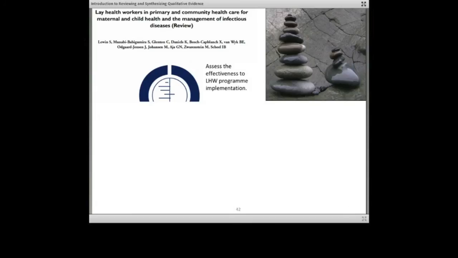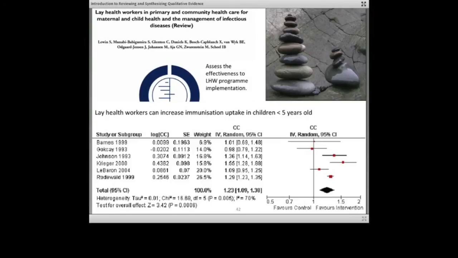The next slide is actually an example from Cochrane of a quantitative part of a mixed method review, and this review actually evaluated the impact of lay health workers in primary and community healthcare for maternal and child health and the management of infectious diseases. And what this review concluded as one of the main conclusions is that lay health workers can increase immunization uptake in children below the age of 5 years old.